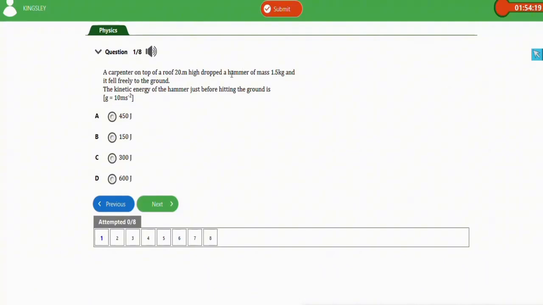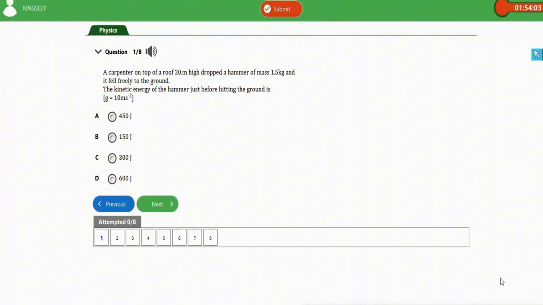The first question here says a carpenter on top of a roof 20-meter high dropped a hammer of mass 1.5 kg and it fell freely to the ground. The kinetic energy of the hammer just before hitting the ground is what? So we are given the acceleration due to gravity, g, to be 10 meters per second square.